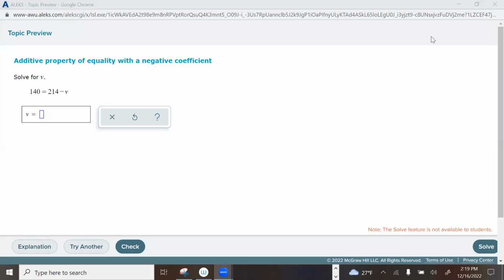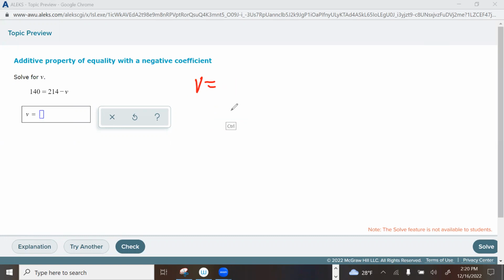Okay, everybody, let's see what we got here. So we're going to solve an equation for the variable. That means get the variable by itself. So we want to end up with v equals some number, or some number equals v, either way. So the v is by itself and everything else is on the other side.